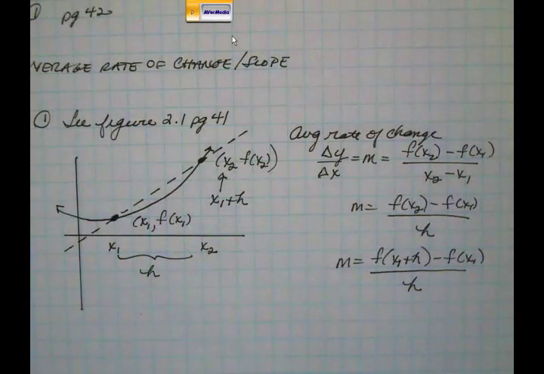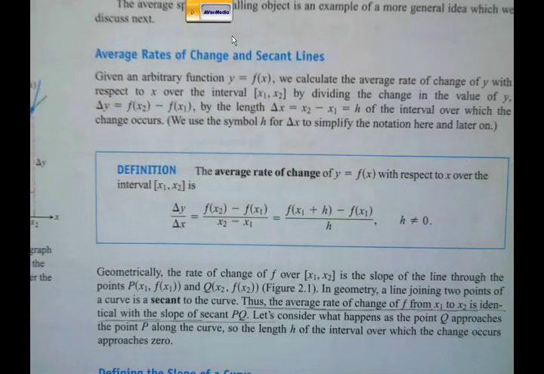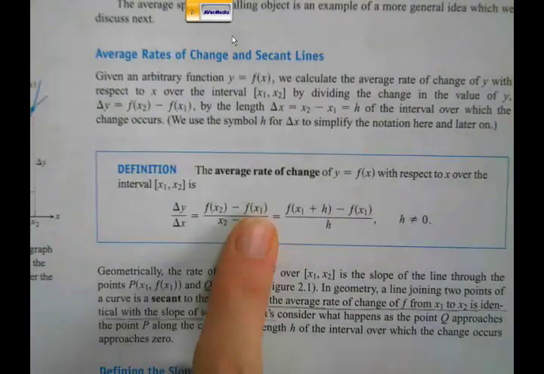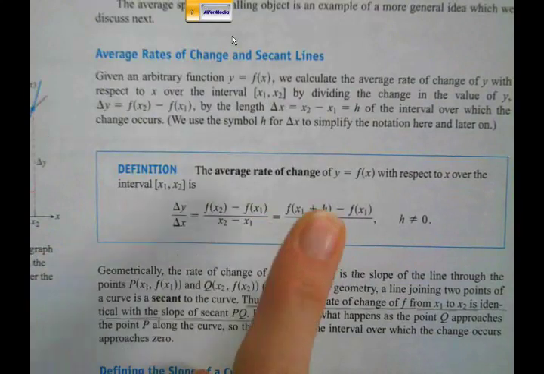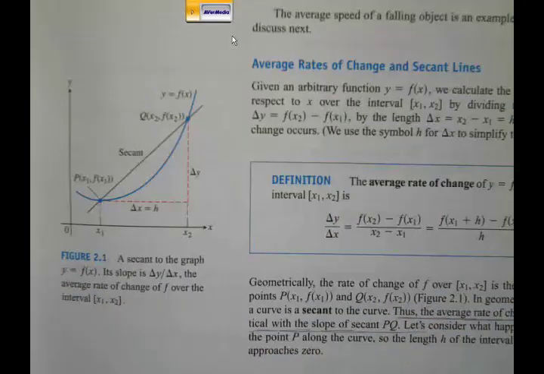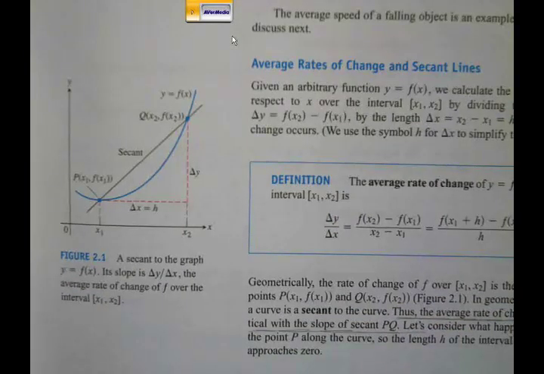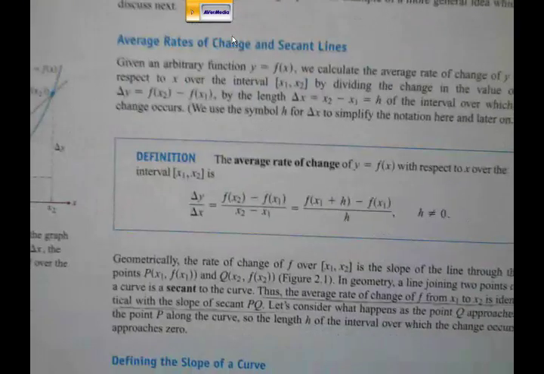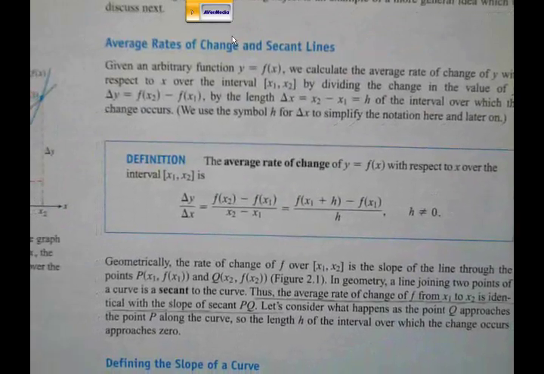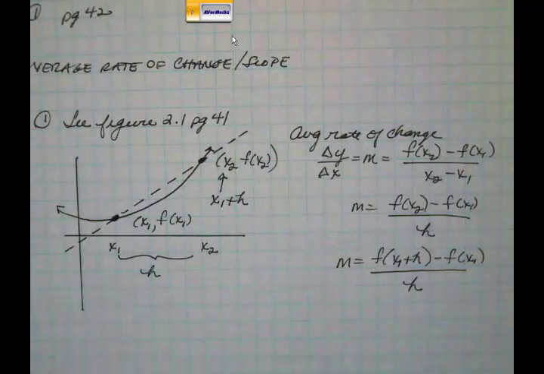Now, one more thing. If that distance between x1 and x2 is h, then x2 could be rewritten as x1 plus h, right? This distance x1 plus h makes the distance of x2 from the origin. So I can replace the notation of x2 with x1 plus h, which gets me back to this horizontal location. Everywhere there's an x2, I'm going to replace it with x1 plus h. So this becomes f of x1 plus h minus f of x1, all over h. And that's what you will see written many times in your textbook.